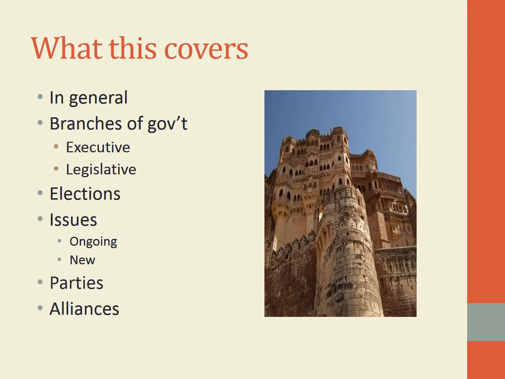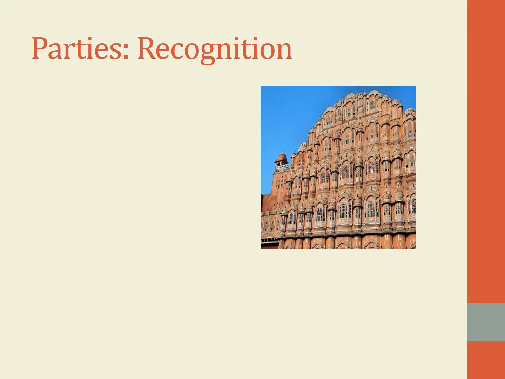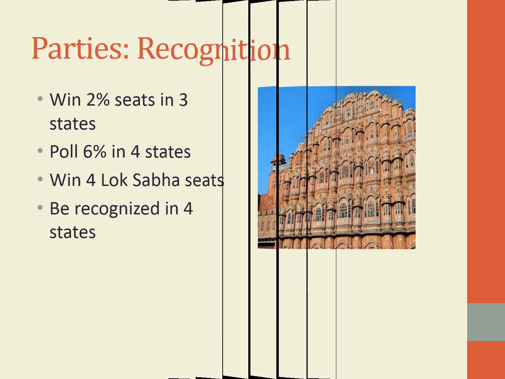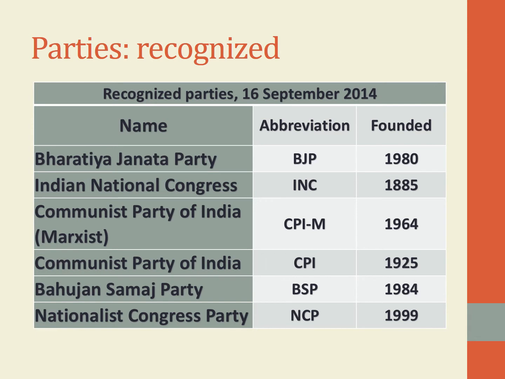Next, we will look at political parties in India. For a party to run in national elections, it must be recognized, and here are the criteria for that. It must win 2% of seats in at least 3 states. It must poll 6% of the votes in at least 4 states. It must win 4 Lok Sabha seats, and it must be recognized already in 4 states. Here you can see the recognized parties as of 16 September 2014.